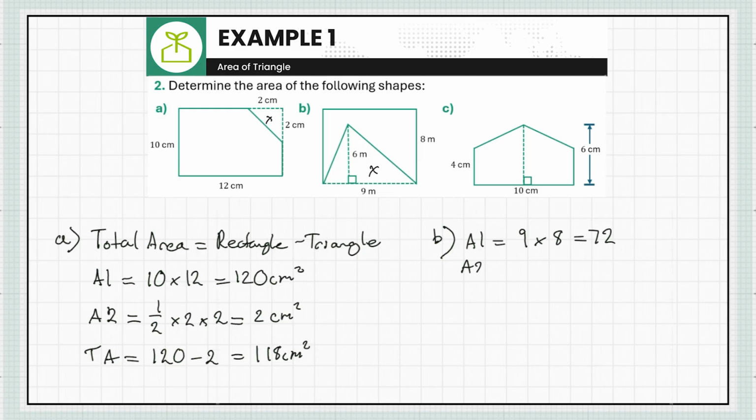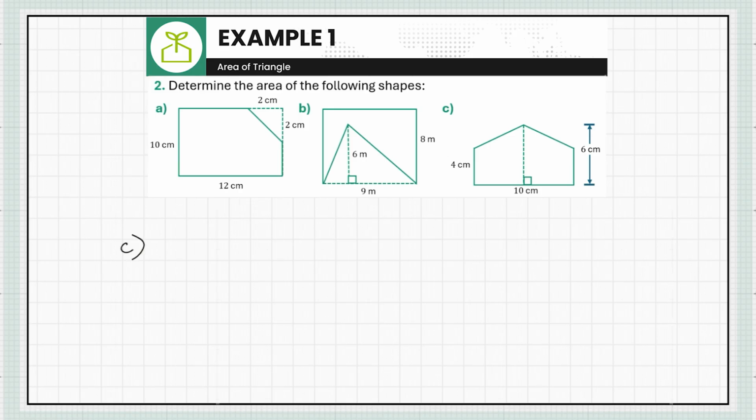And A2 is going to be equal to, this is meters squared, 1 over 2 multiplied by 9 multiplied by 6, which is equal to 27 meters squared. So our total area is going to be equal to 72 minus 27, and that just equals 45 meters squared.